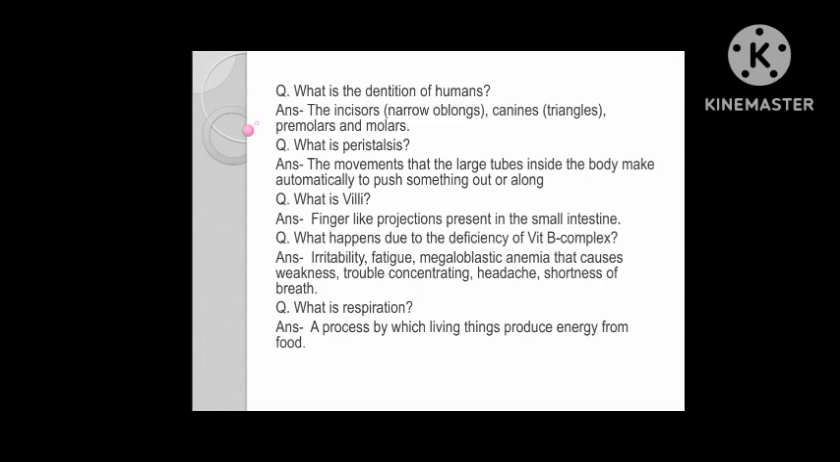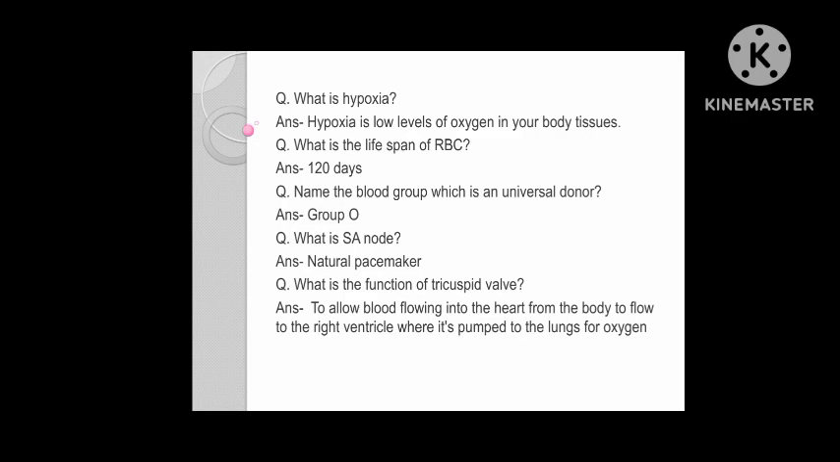What is respiration? It is a process by which living things produce energy from food. Then what is hypoxia? Hypoxia is low levels of oxygen in our body tissues. What is the lifespan of RBC? 120 days. Name the blood group which is a universal donor. Group O. What is SA node? Natural pacemaker.